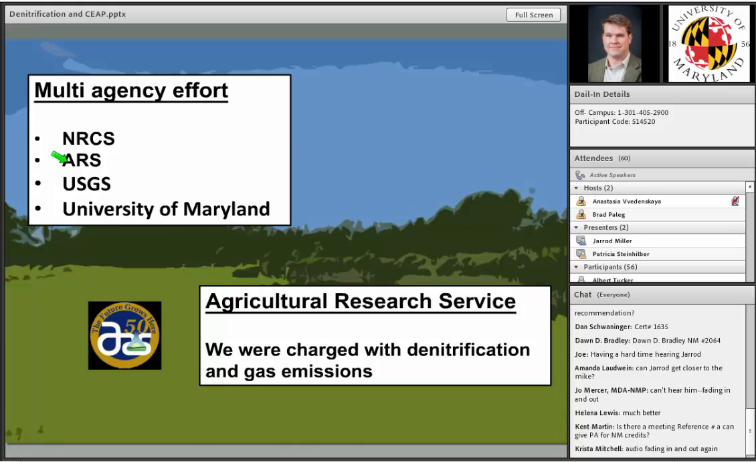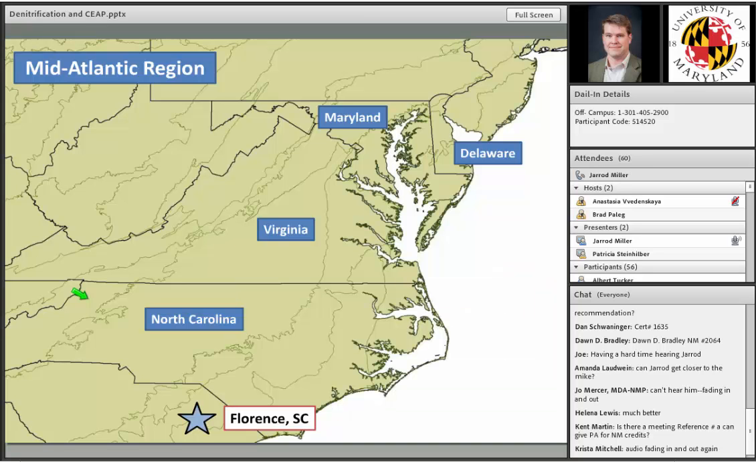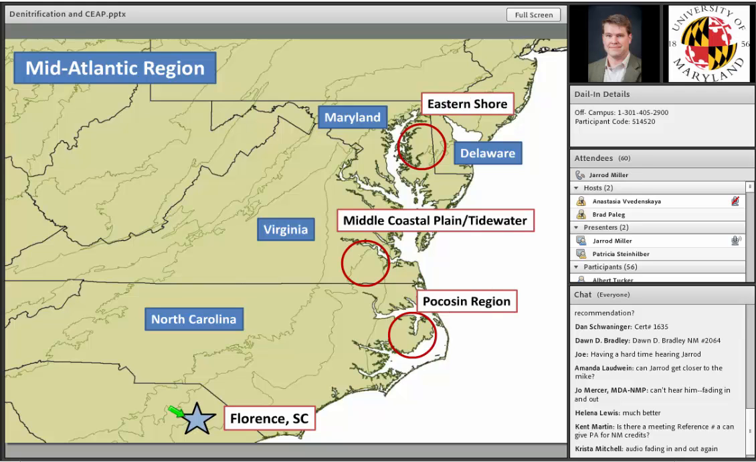This was the region we worked in. So I was all the way down here in Florence, South Carolina, and we looked at soils that span the eastern shore, from Delaware over into Maryland, the middle coastal plain of Virginia, and then the only sites we could get access to in North Carolina that had significant restorations were in the Pocosins, which are flat organic soils. So they didn't quite match the two regions up here. It's a good long drive from Florence. It's about 5 hours to there and 8 hours to there. So collecting DEA over 2 years takes quite a bit of time.